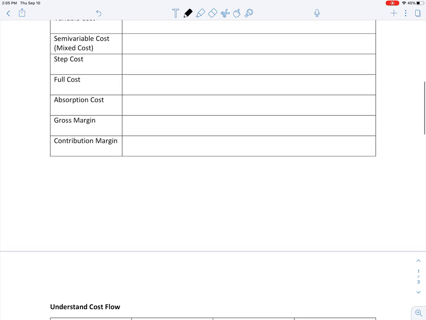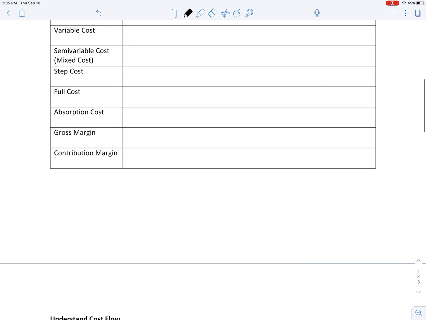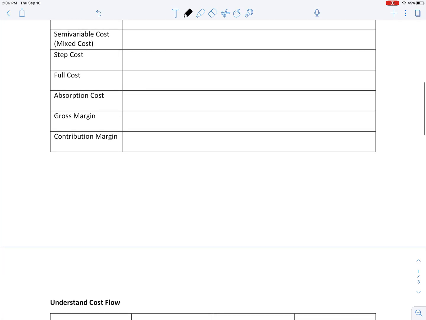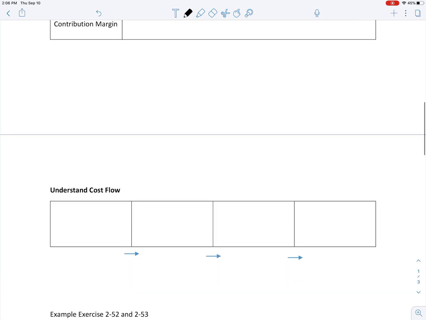You'll notice a lot of these definitions might be familiar to you, or hopefully they are, but we're going to start introducing some new concepts. So make sure you pay careful attention to some of the newer concepts.